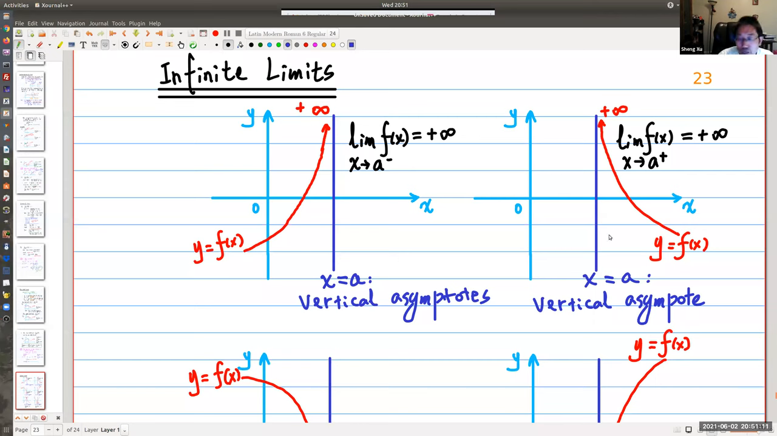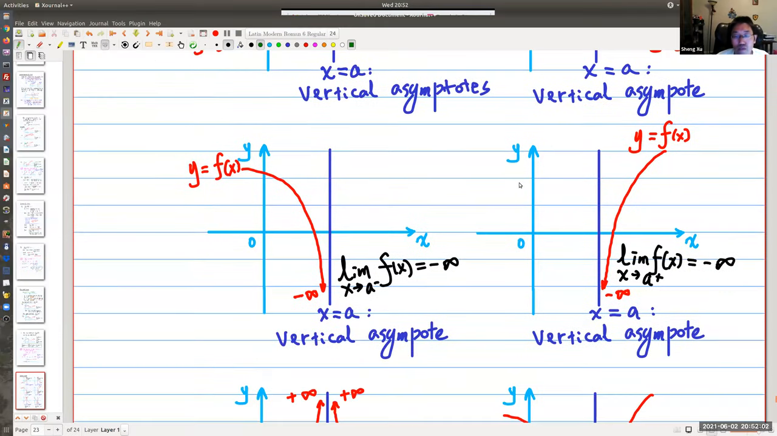Similarly, if the graph of this function behaves like this, in this picture here, as x approaches a from the right, x approaches a plus, the value of the function approaches positive infinity. It's getting bigger and bigger, rising like this and getting closer and closer to this vertical line. Then we say the right-hand limit of f of x as x approaches a plus is positive infinity, okay? And this vertical line x equals a is called a vertical asymptote for this function, because the curve of this function is getting closer and closer to this vertical line. So asymptote means getting closer and closer.